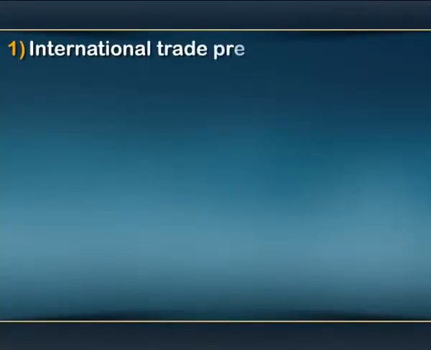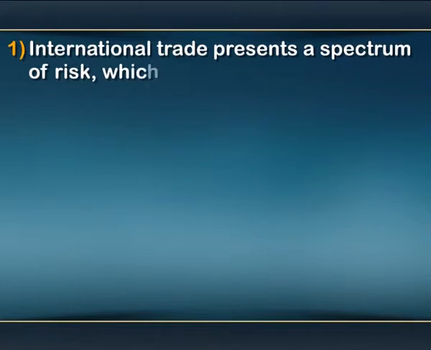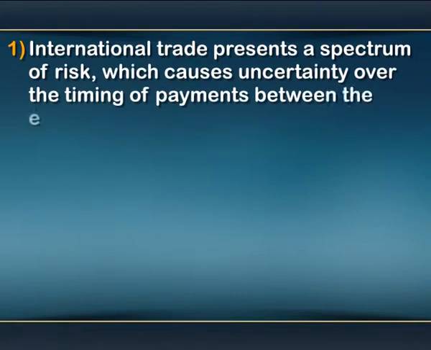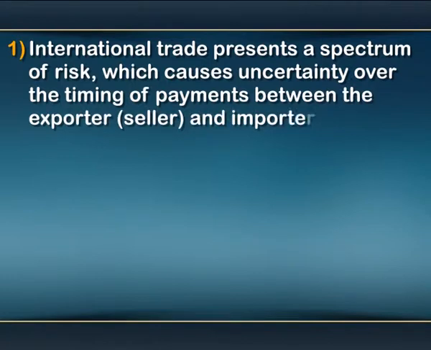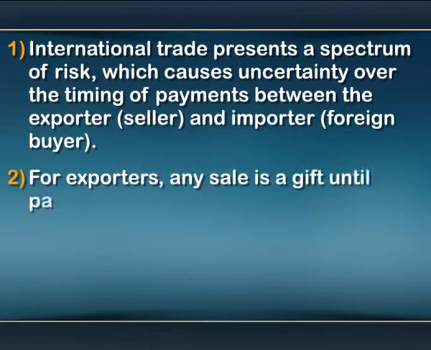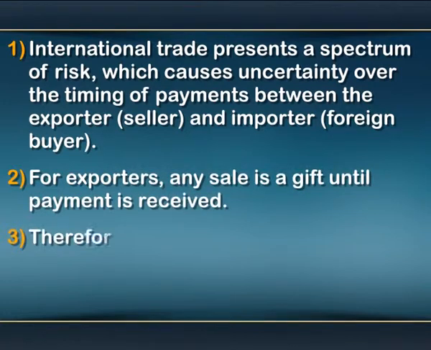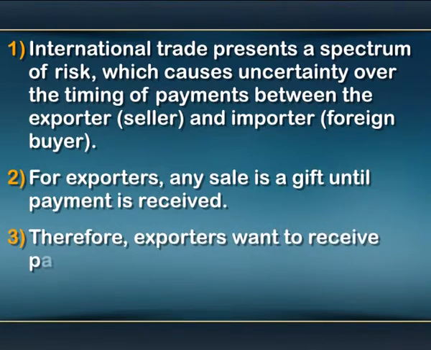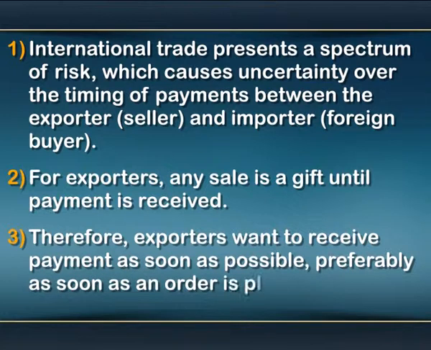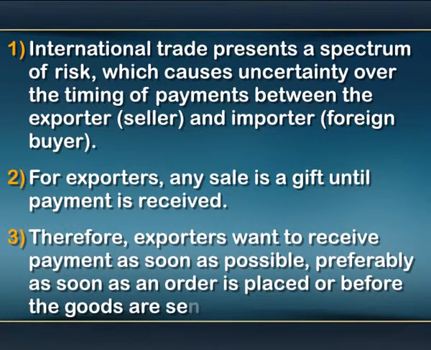Students, let's discuss the key points of our course. First, international trade presents a spectrum of risk which causes uncertainty over the timing of payments between the exporter, the seller, and the importer, the foreign buyer. Second, for exporters, any sale is a gift until payment is received. Third, therefore, exporters want to receive payments as soon as possible, preferably as soon as an order is placed or before the goods are sent to the importer.